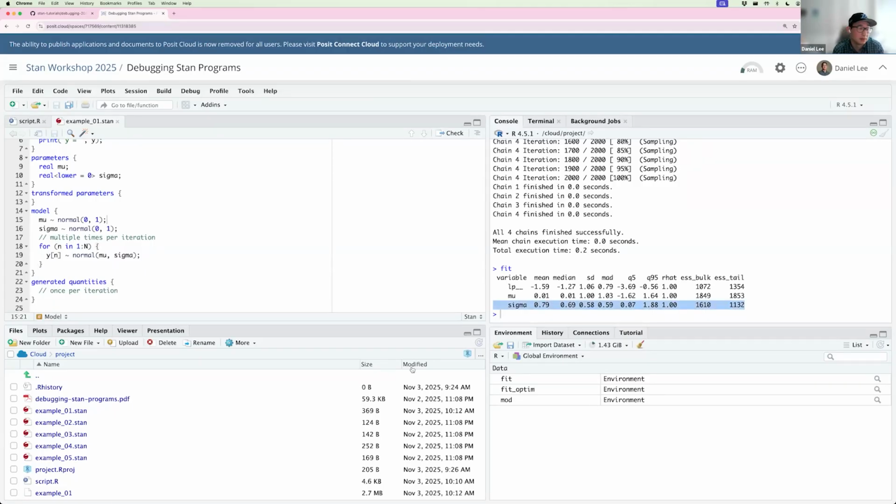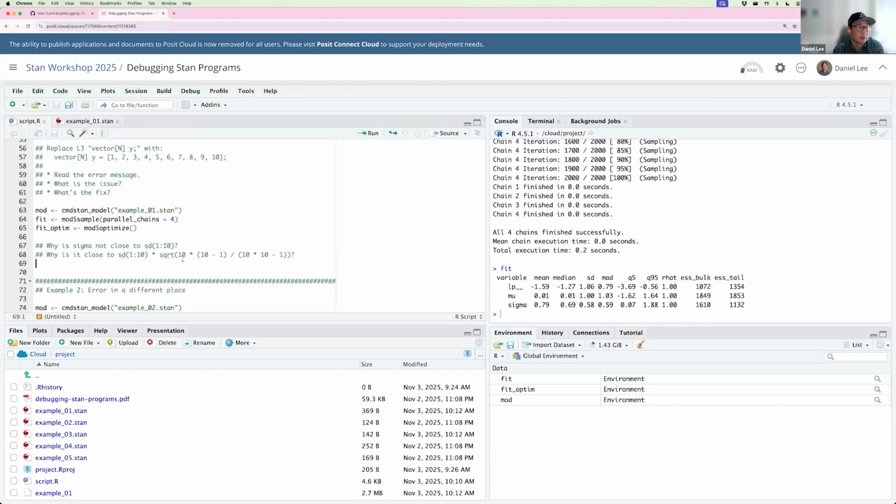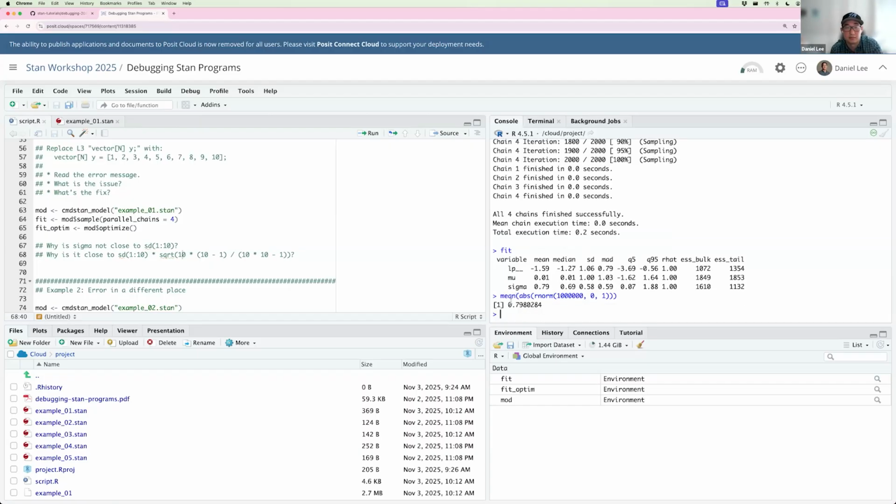Why is sigma that value? Double checking, you could do something like rnorm, a big number, 0, 1, take the absolute value, and then we'll take the mean of that. And that's the number that we get.